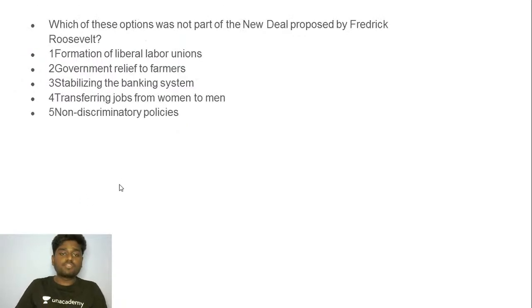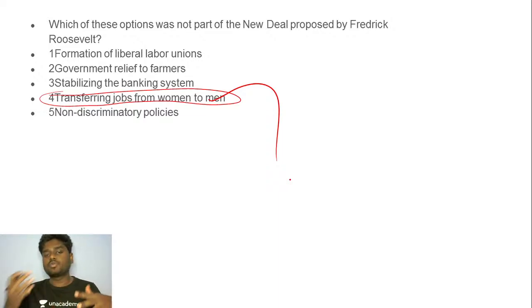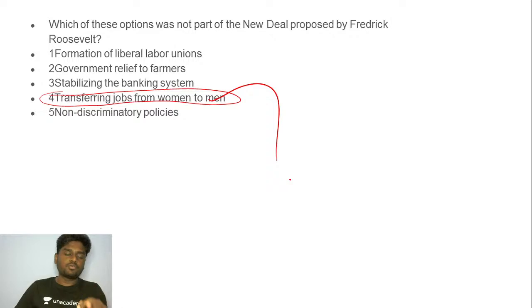Okay. And which of these options was not part of the New Deal proposed by Franklin Roosevelt? Formation of liberal labor unions, government relief to farmers, stabilizing the system, transferring jobs from women to men, and non-discriminating policies. See, if you look at all the options, this option was not part of the New Deal policy proposed by Franklin D. Roosevelt. Why? Because at that time, during the depression, women started working more. Women were into the teaching field, women were into societal work and everything. But the ideal policy of the New Deal proposed by Franklin D. Roosevelt, he didn't propose the option of transferring jobs to women. Okay, but all the other four, he proposed.